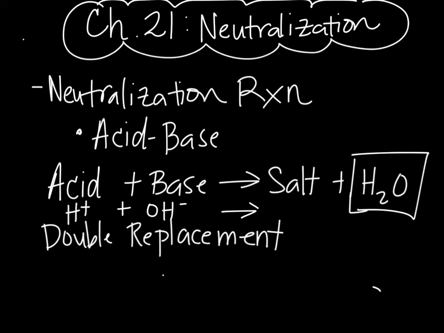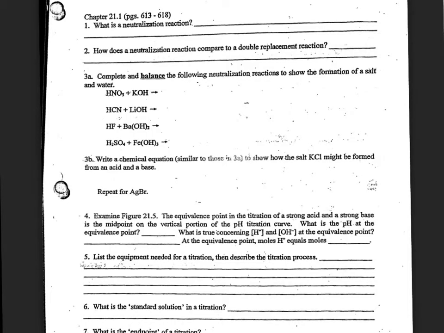All right, so what I want you to do is take a look at your worksheet. The worksheet looks like this, and what we're going to do first is go over number 3. If you read the instructions for number 3, it says complete and balance the following neutralization reaction to show the formation of a salt and water. Notice they give you the acid and the base, and then we have to figure out what the products are going to be. So we have to do our double replacement to find out what the products will be.